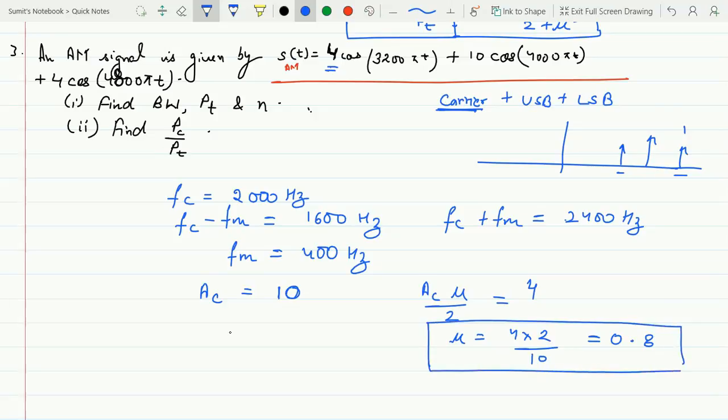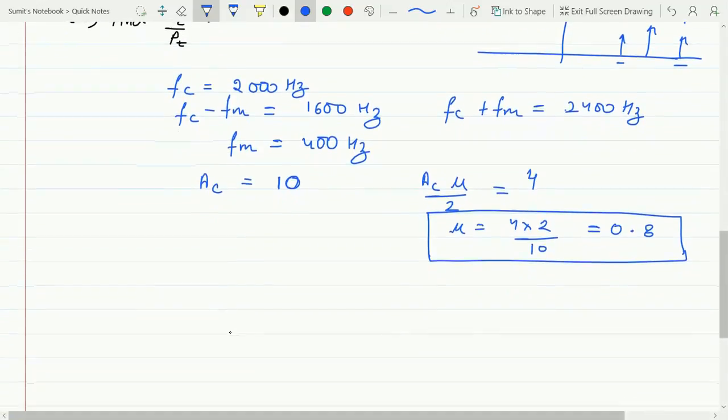So the above question and this question, so all the 3 questions, I have given you different ways to find out mu, because it's not directly specified. In the first question it was directly specified, in the second question we had to use AM by AC, and in the third question you had to use the general expression for AM to find out the value of mu. Now once you find out the value of mu, then the question becomes very easy.